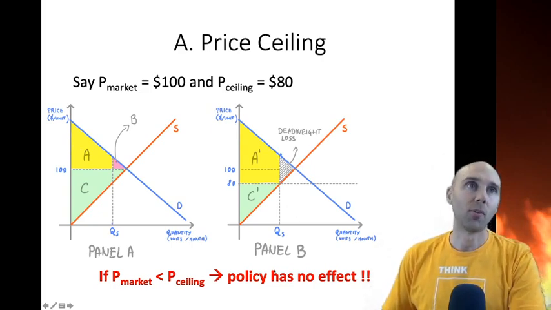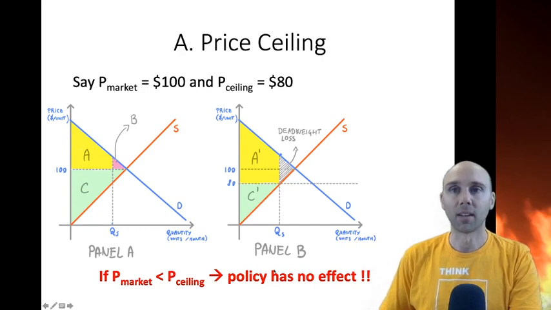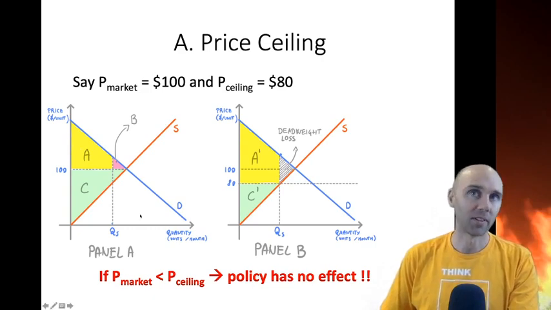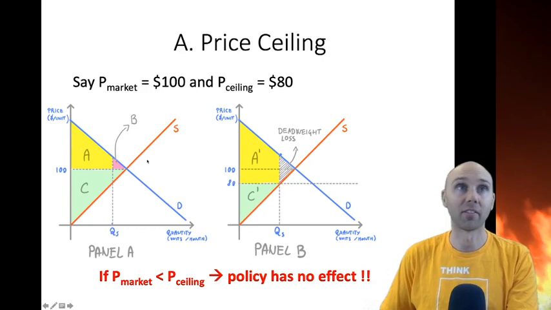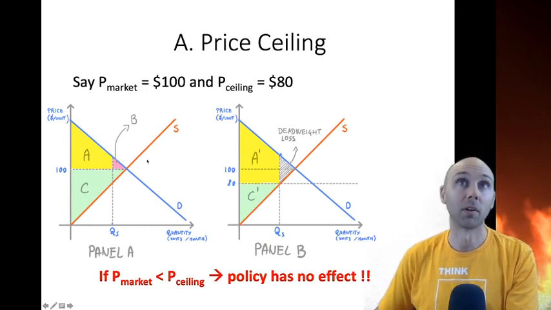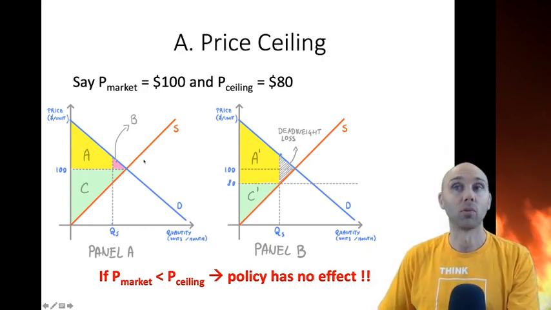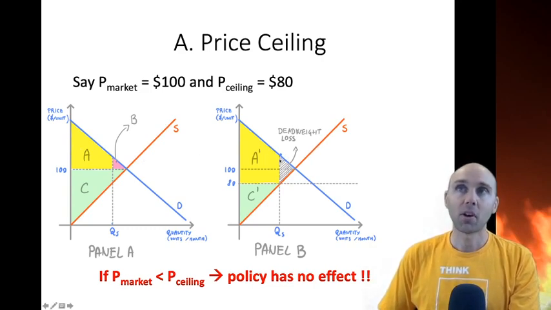Now, of course, for a price ceiling to be binding, it must be that the ceiling is below the market price. If it's set above, for example, if the government set a price ceiling of $120, but rents were going for $100 a week, well, it just wouldn't have any effect. So this triangle that's now cut out of the total surplus, that's the deadweight loss to society.